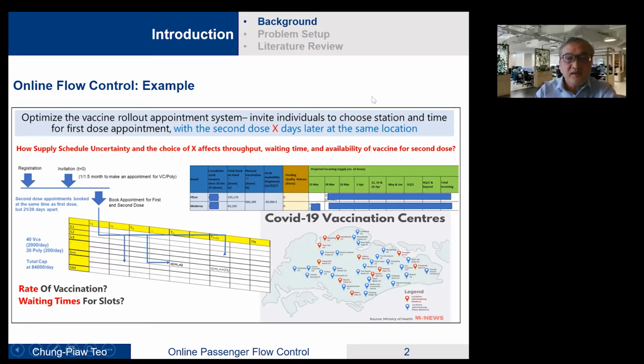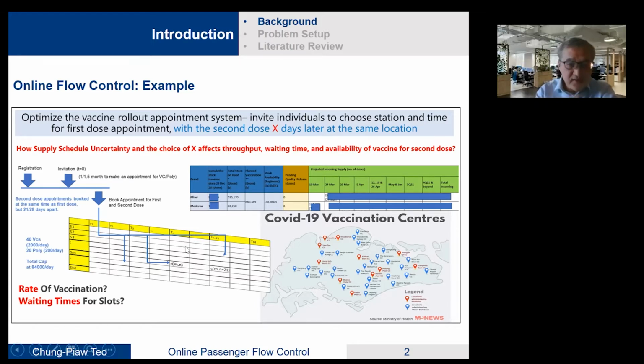The Ministry of Health then was tasked to manage the vaccination exercise. So they set up a series of vaccination stations all over the island, trying to get the citizens to go to the vaccination stations to get their vaccination jab, and the Singapore government decided to use an appointment system. So in order to get the vaccination, you need to go to this online system to make a booking.